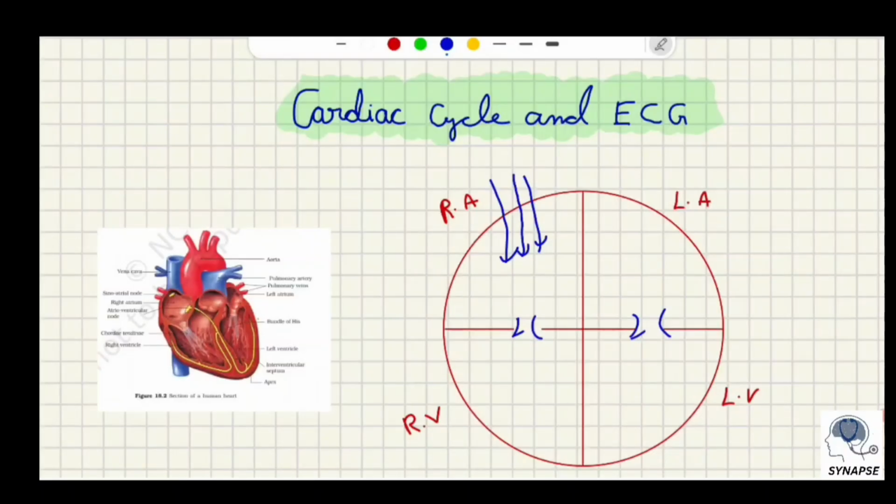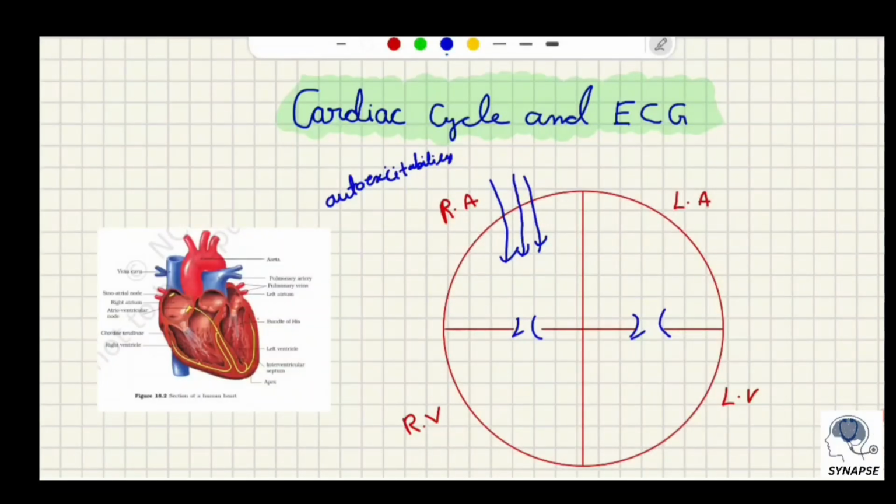Now, in order to understand the cardiac cycle, you know there are four chambers of the heart: right atrium, left atrium, right ventricle, left ventricle. This is a basic thing. But apart from this, you need to know about a certain important musculature present in your heart. That is called the nodal musculature. These are special cardiac tissues, and they have a property called autoexcitability.